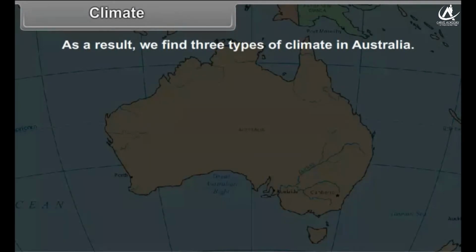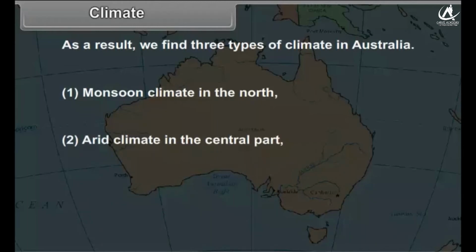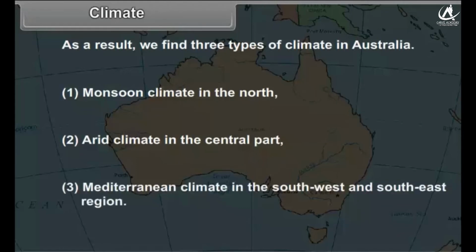As a result, we find three types of climate in Australia. Number 1, monsoon climate in the north. Number 2, arid climate in the central part. And number 3, Mediterranean climate in the southwest and southeast region.